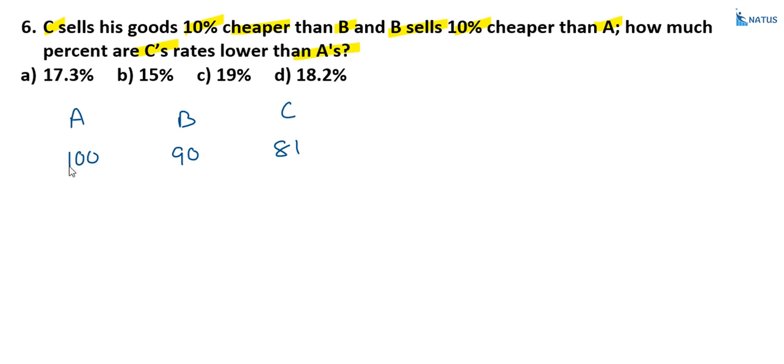Suppose A's goods 100 rupees, C's goods 81 rupees. In this transaction, how much percent? This is equal to 19% or not. So C's rates 19% lower than A's. What is the answer? Option C is the correct answer.